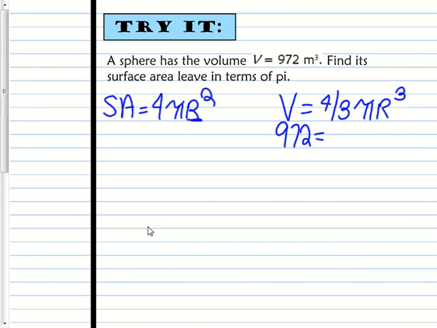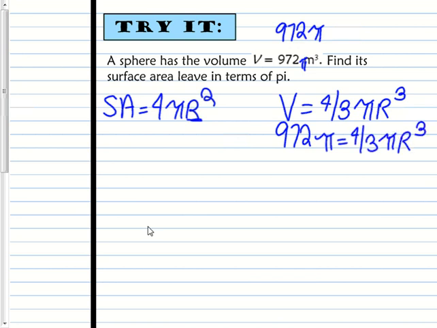And that actually should have a pi there. Your notes have that. For some reason, this does not. So the volume is actually 972 pi, which I apologize. Your notes show it correctly. Your paper notes do, the notes here on the board do not. So 972 pi equals 4/3 pi r cubed.